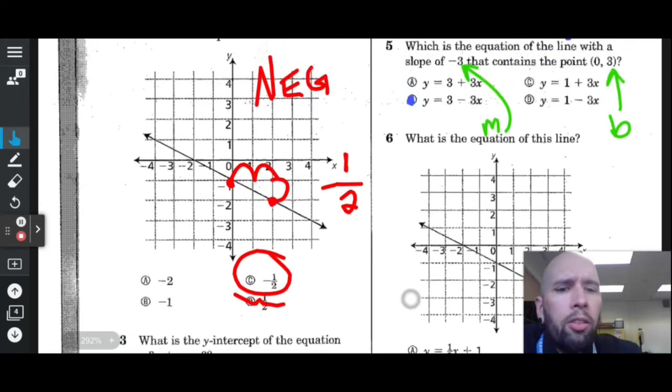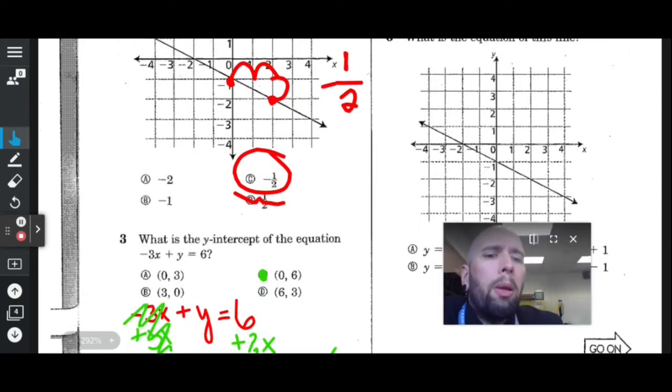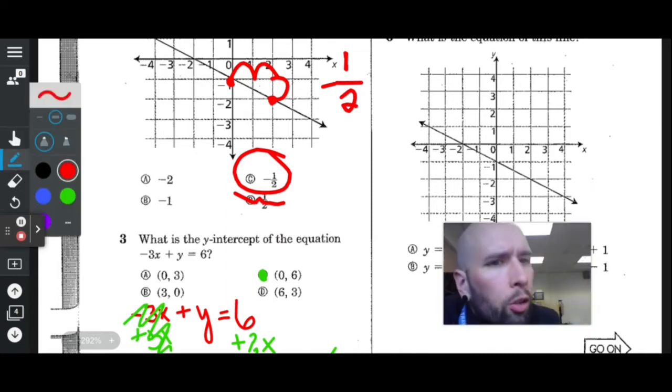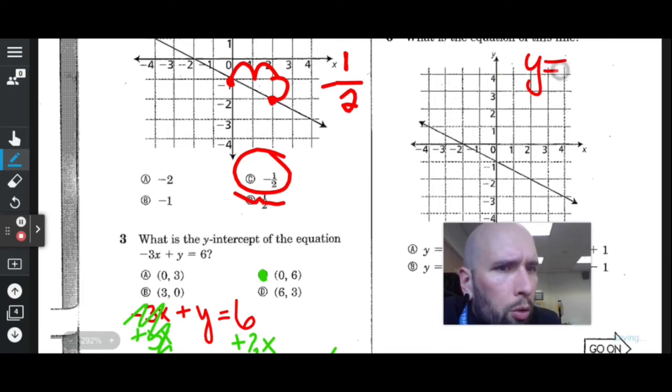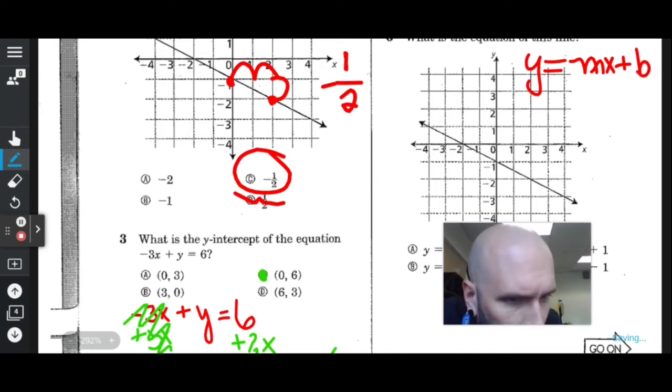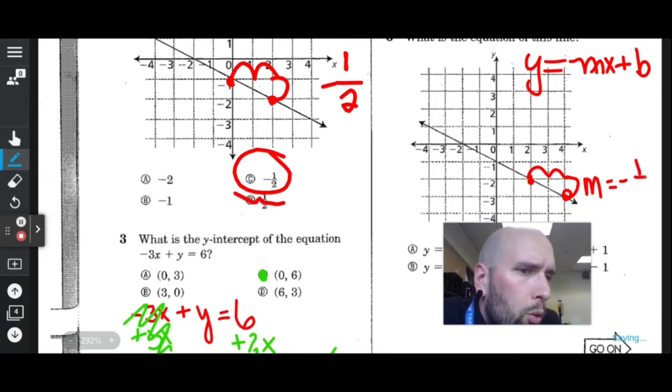What's the equation of this line? I'm going to hide the options as best as I can. Equations are in the form y equals mx plus b. m is the slope, b is the y-intercept. Let's find the slope. So I need 2 points. We'll put a point here and a point here. It's a negative slope. So if I go up 1 over 2, my slope is negative 1 over 2.